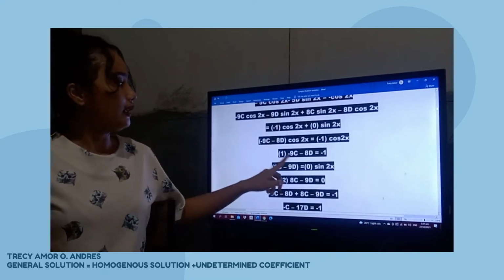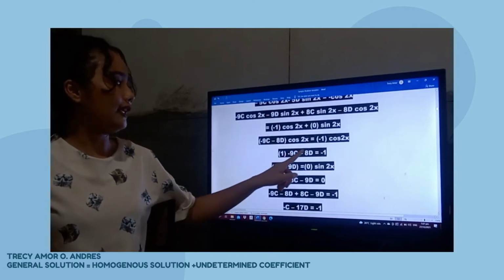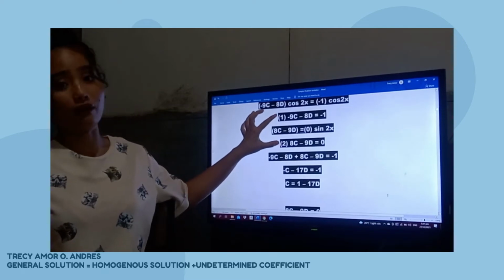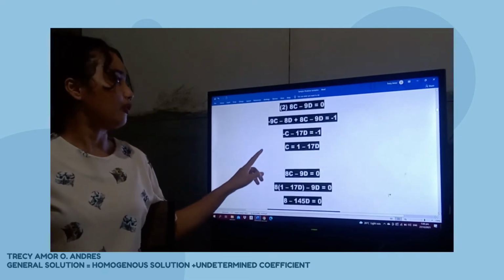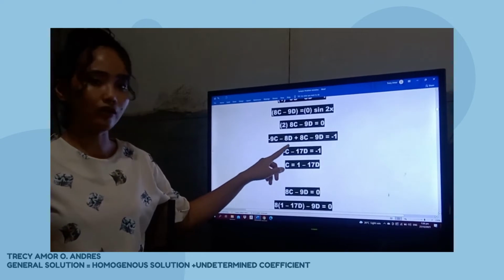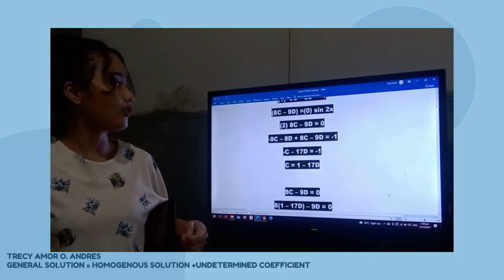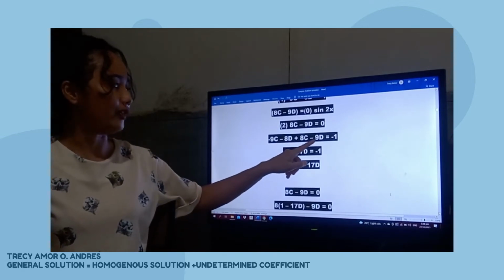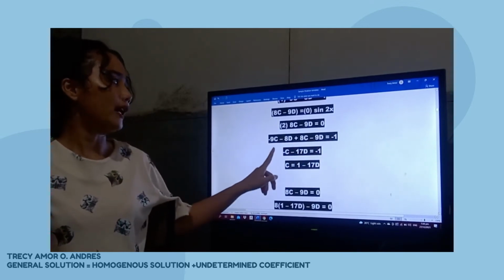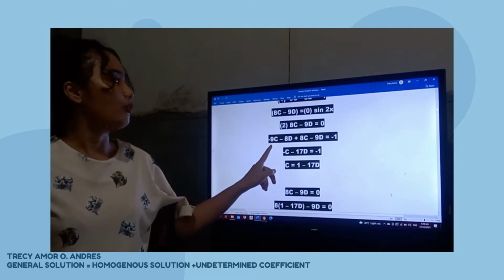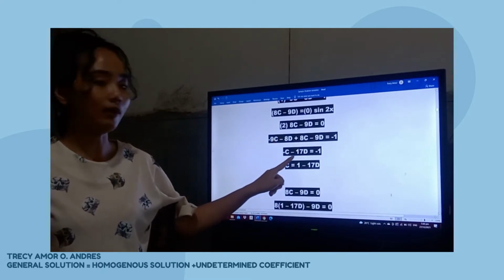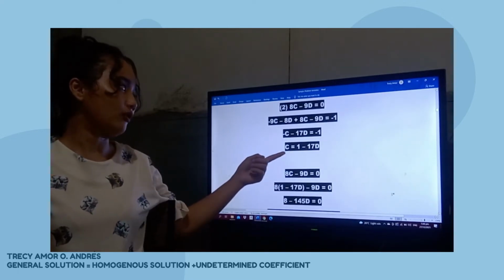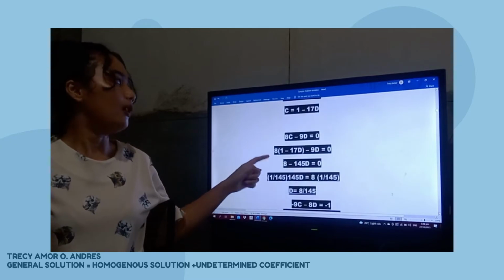Since we cannot directly identify the values of c and d, we have to combine these two equations to derive them. So, we now have negative 9c minus 8d plus 8c minus 9d is equal to negative 1. By combining the like terms, we will have negative 9c minus 17d is equal to negative 1. And we will arrive at the equation of c, which is 1 minus 17d.